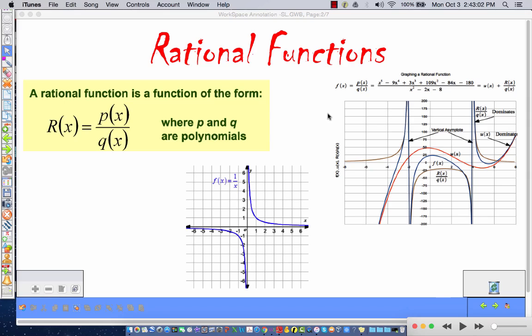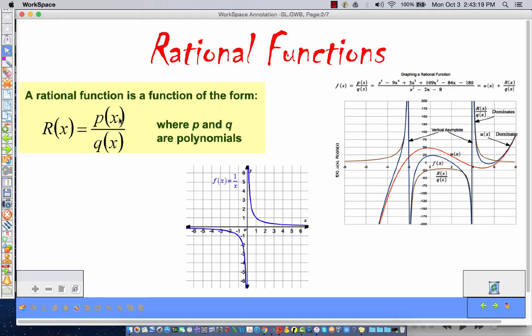All right, a rational function is a function of the form R of x equals p of x over q of x, where p and q are polynomials. So you have a polynomial divided by a polynomial. Rational comes from, or is similar to, a rational number. Remember, a rational number can be written as a fraction a over b, where a and b are integers. And of course, b cannot be equal to 0. Can't have division by 0.